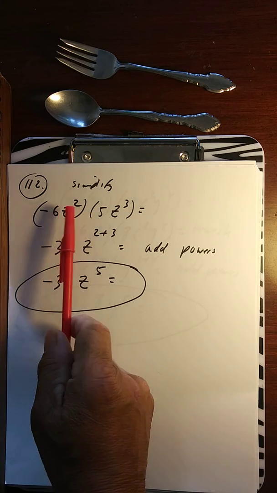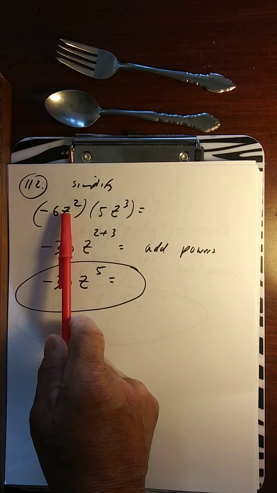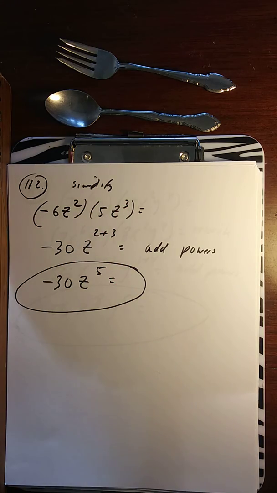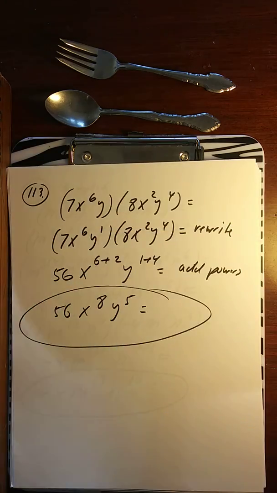Simplify this. Multiply the number times the number. That's going to be negative 30. And then the powers, add them up. Z to 2, Z to 5. 2 and 3 is 5 power. So negative 30, Z to the 5th power.